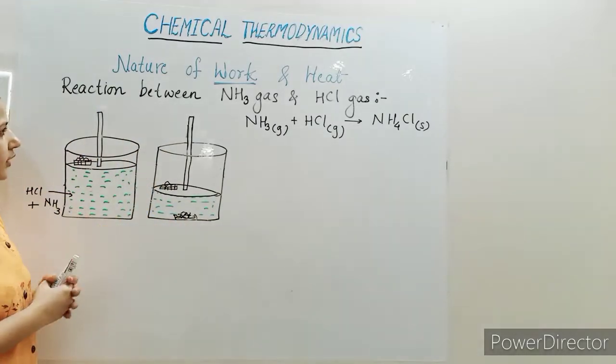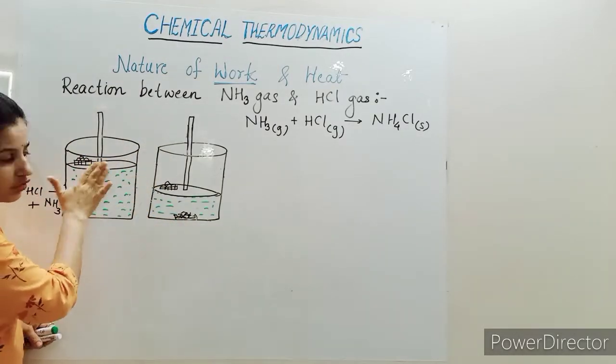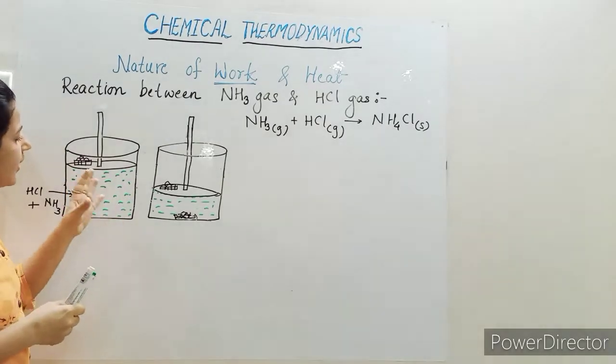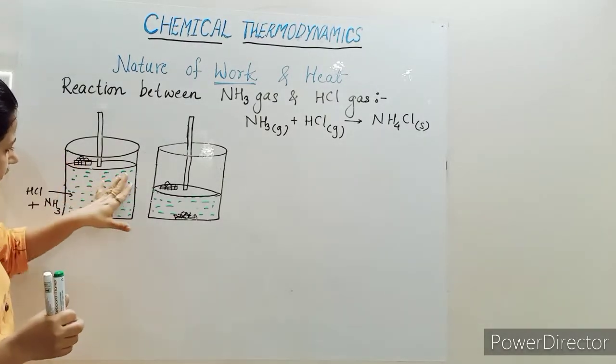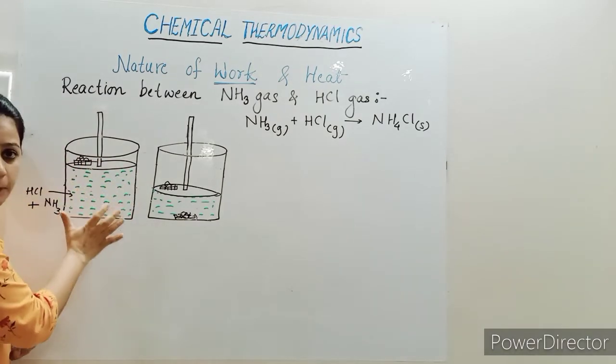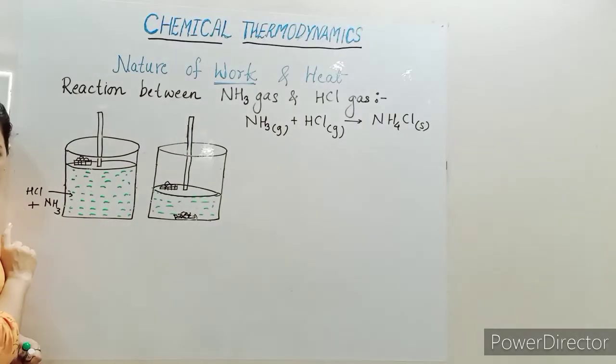Now अब यहाँ पे क्या होगा देखो. This is a mixture of ammonia and HCl gas. Okay, I know you cannot see the gas, but let us assume that this green color are the molecules of the gas. Okay, so here is the ammonia gas and the HCl gas.